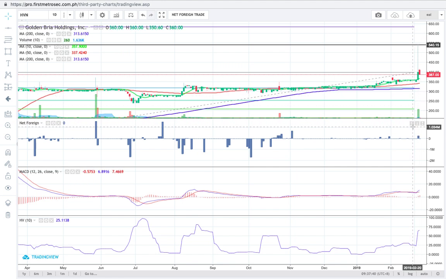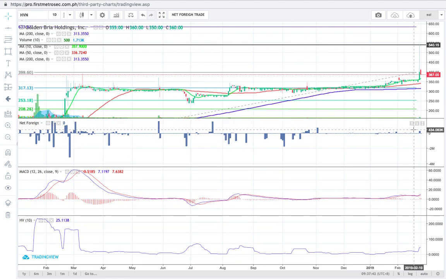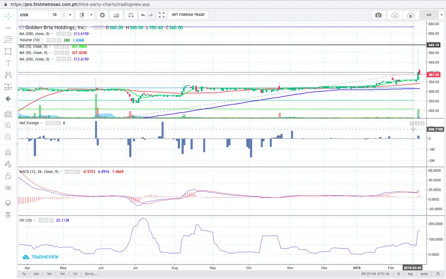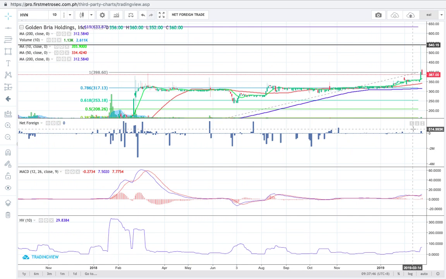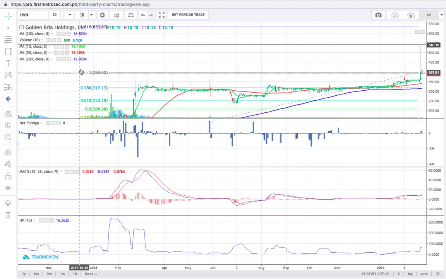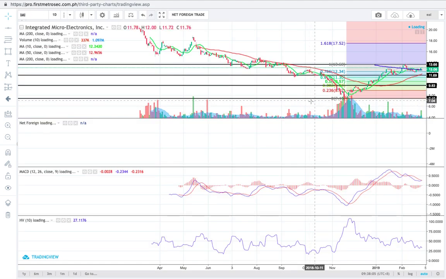Now, yeah, I'm bearish on HVN because of the lack of a fundamental reason for me to say that its ascent above the 500 level will be sustainable. Okay. So the last stock that made it in the top 5 gainers list is IMI, a semiconductor company.